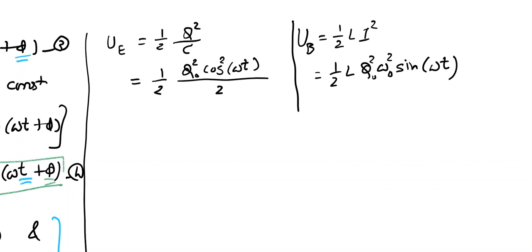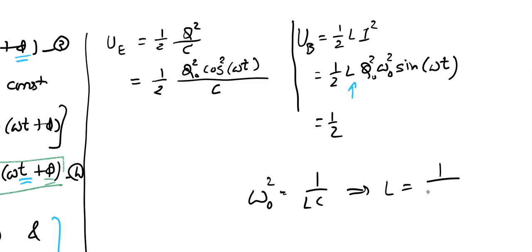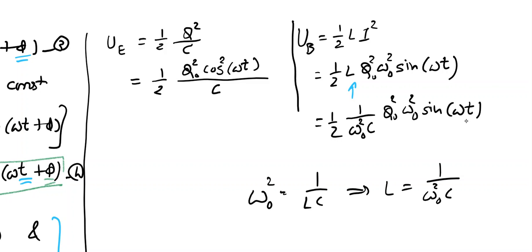Now instead of this L, I am making one change. We know that omega 0 square is 1 by LC, or else you can say that L is equal to 1 by omega 0 square C. Okay, so I'm making that change, and with that change I have omega 0 square C, Q0 square omega 0 square sine square omega t.